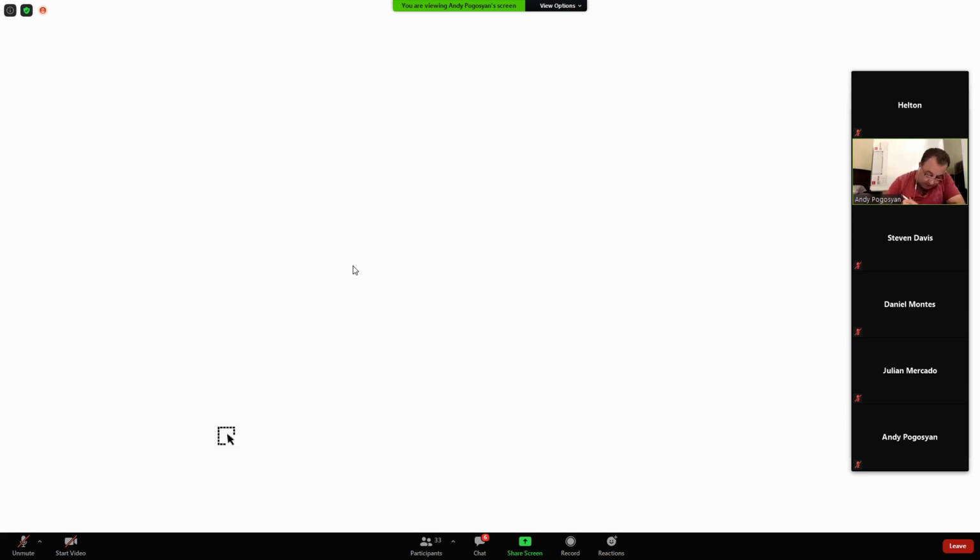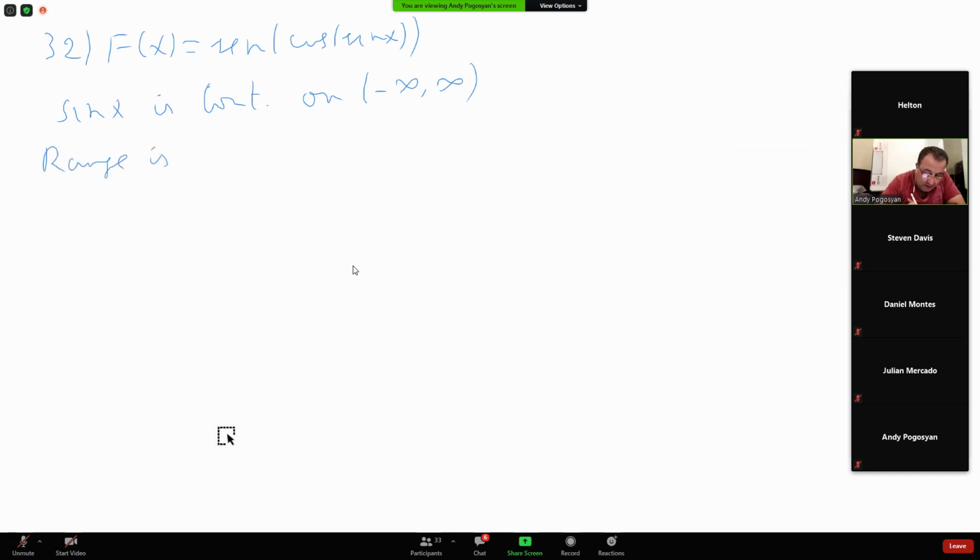See, using those theorems, they ask you to write number 32. f of x is sine of cosine of sine x. Now, sine x is continuous on negative infinity to infinity, for all real numbers. Its range is negative 1 to 1. Now, composition of cosine with sine x.